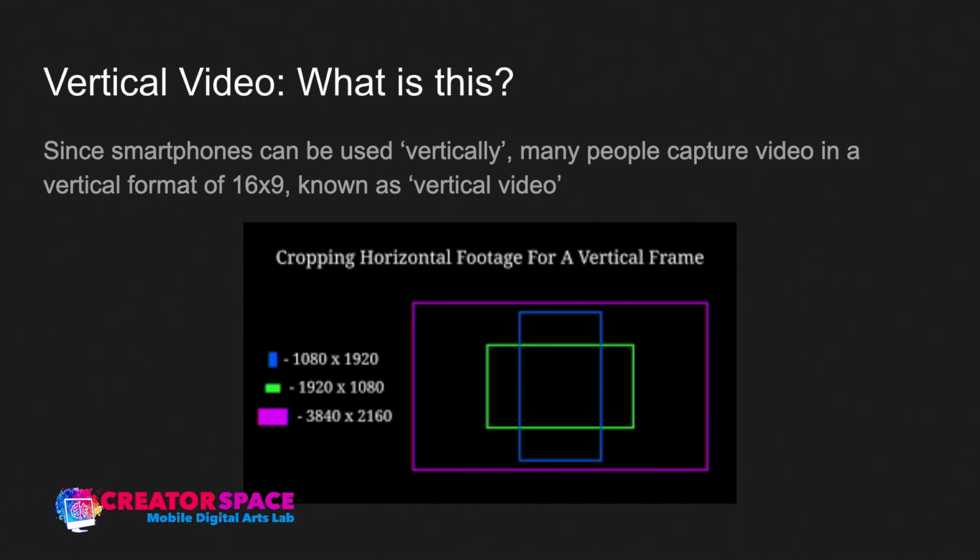So vertical video, what is this? Since the advent of smartphones, the phone screen was designed to be 16 by 9, and that's really the little green box in the middle there. So that was the idea, to have a 16 by 9 HD monitor on your phone. But what happens is we generally use phones vertically. So if we go to make a phone call, because our earpiece is on the top and our mouthpiece is on the bottom, we use them vertically.